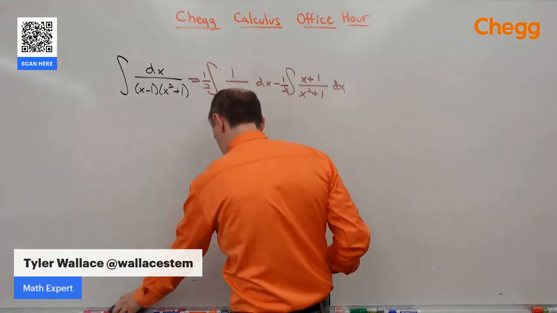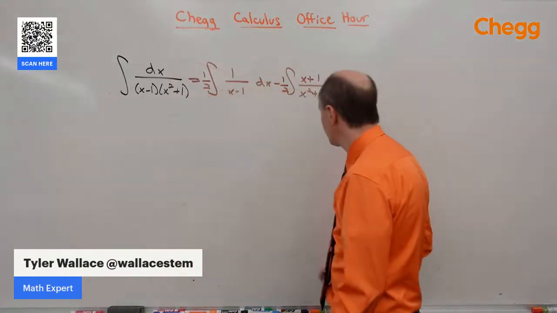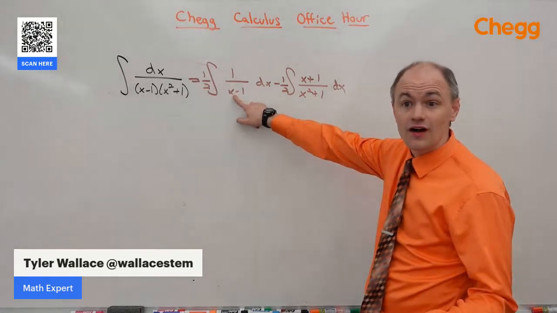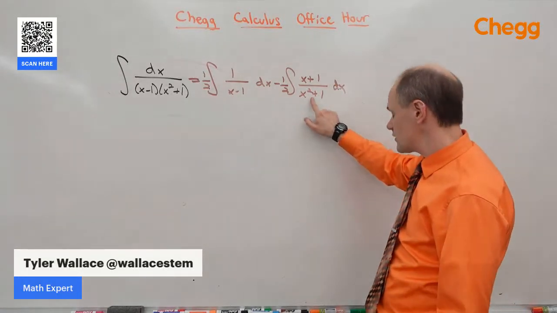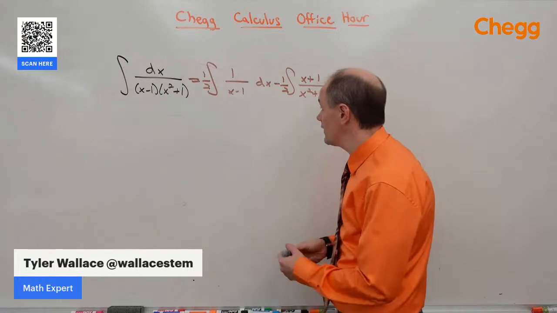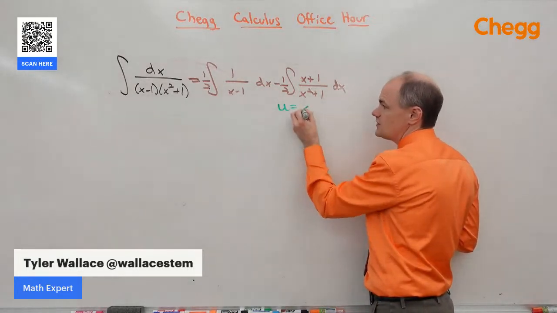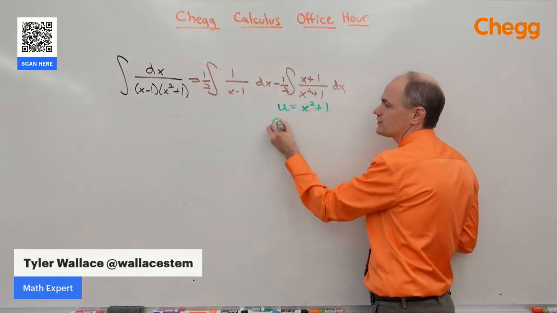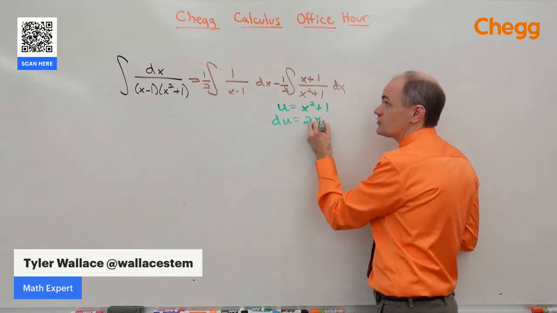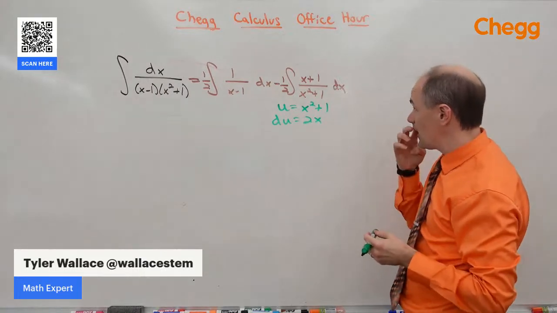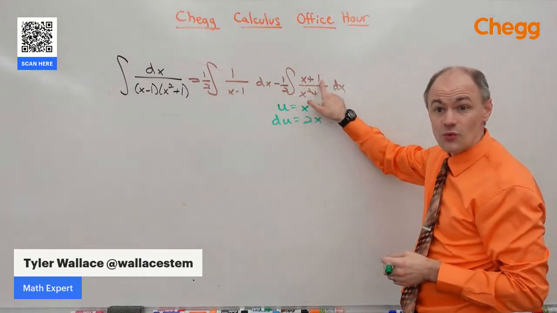All right, the first integral is easy. The first integral is just the natural log of x minus 1. The second integral, we're going to do a little bit more creative work with. We're going to ultimately try to make a u substitution where u is equal to the denominator of x squared plus 1, which means du is 2x. I don't have 2x. I have x plus 1.